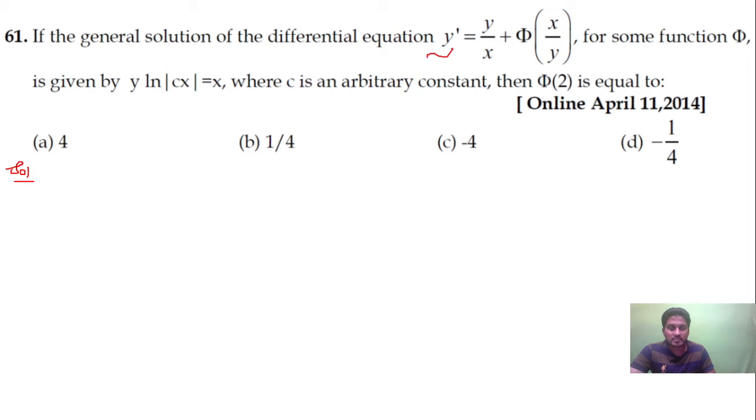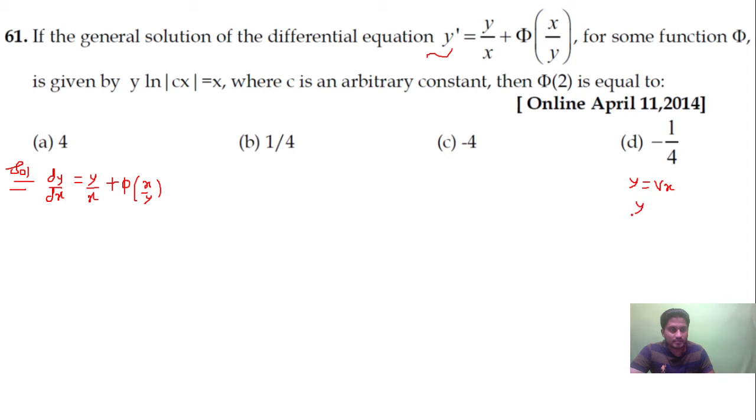Okay, so this y dash, which is the same as dy by dx, is equal to y by x plus phi of x by y. So what I'll do is put y equal to vx. So this is x upon y, phi of x by y.